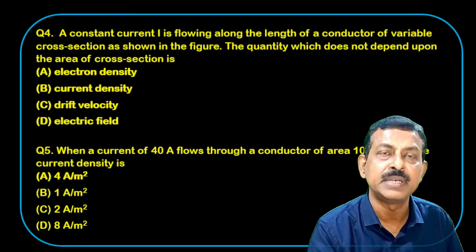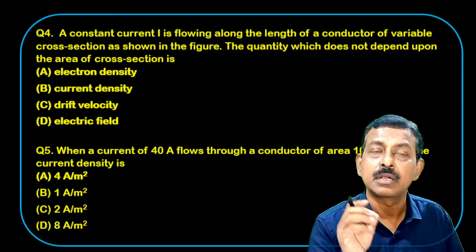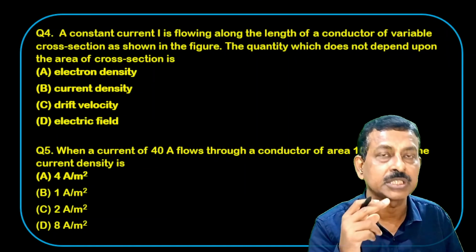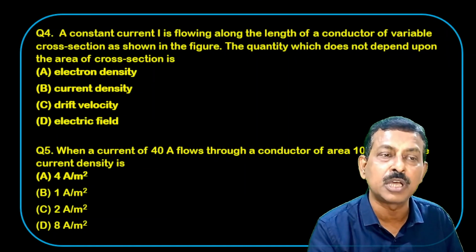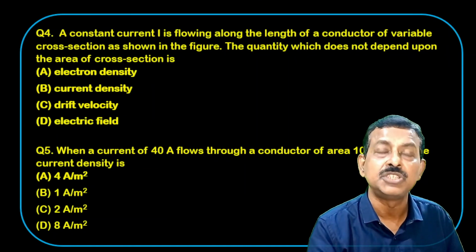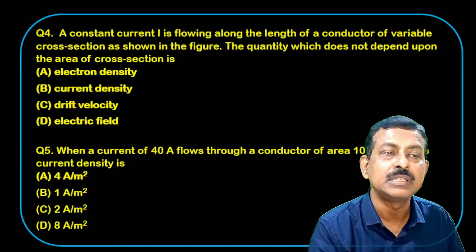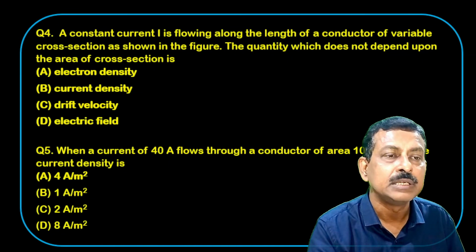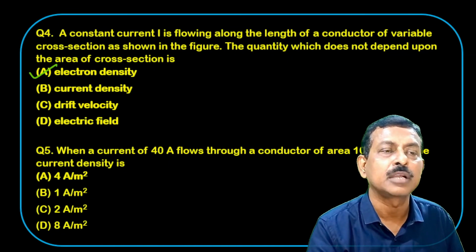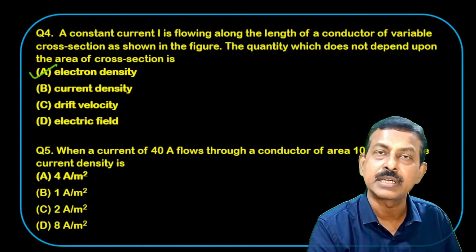Current density will definitely depend, because it is current per unit cross section. If the cross sectional area is changing, it will change. Drift velocity is also changing, because the area of cross section is changing. Electric field will also be different. So in this case, electron density is the correct option.